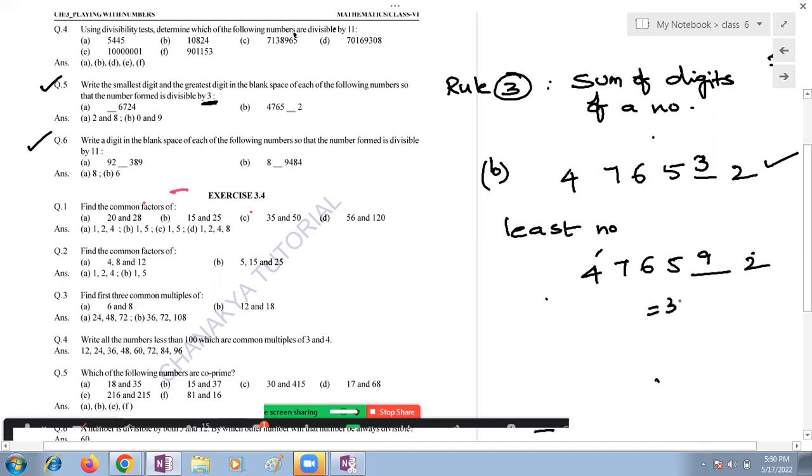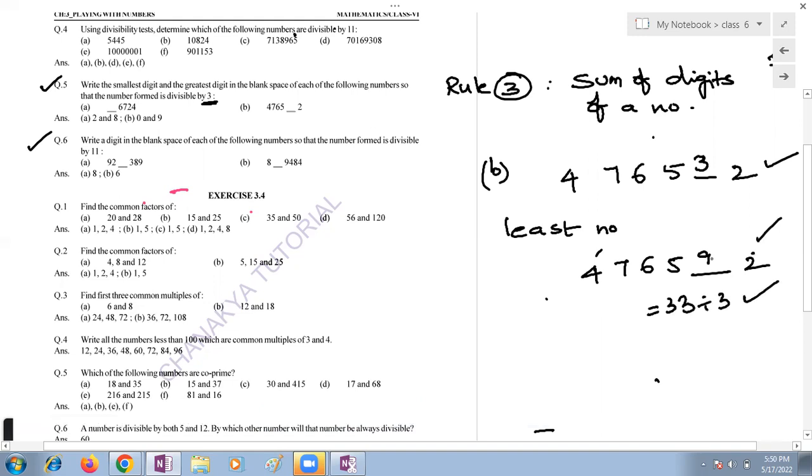Ma'am, I have a doubt. Yes, 33 is also divisible. So the greatest number is 9 should be placed. The least number 3 should be placed. Yes, Vedant, where is your doubt? Ma'am, in the least number.